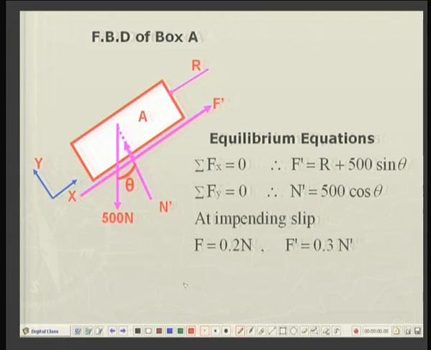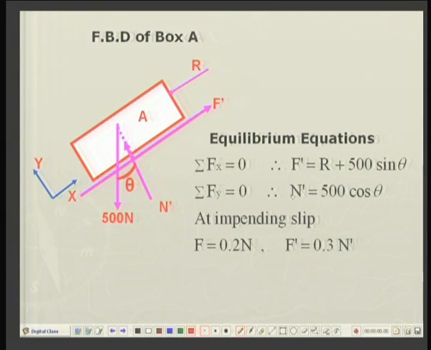The reaction is R. Again force of friction between the two surfaces, that is surface of the box A and the incline is F dash. The weight of the box is 500 newtons, again sigma f x is equal to 0, sigma f y is equal to 0. So, you write down similar equations.